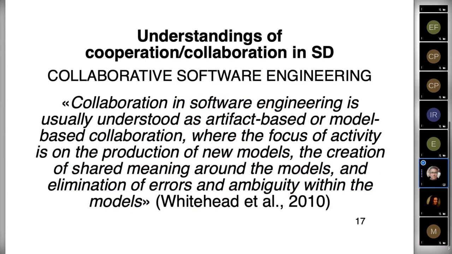Therefore, we can say that collaborative software engineering is collaboration in software engineering. It is usually understood as artifact-based or model-based collaboration, where the focus of activity is on the production of new models, the creation of shared meaning around the models, and the elimination of errors and ambiguity within the models. You can see that this approach is mainly concentrated on the analysis and the design of the software. This approach didn't give too much attention to the other aspects of software engineering.